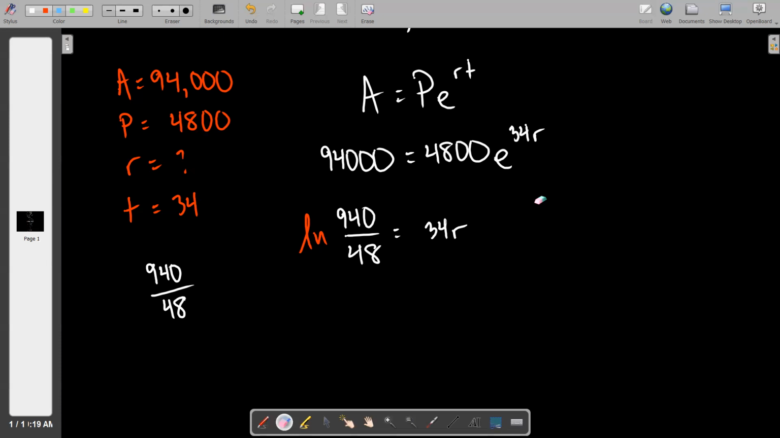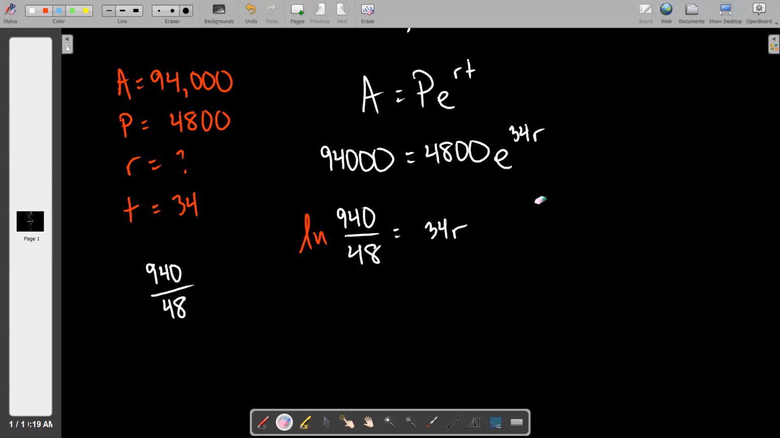Anytime you see a problem with a 10, you should use a log base 10. Generally, you'll always use a log base 10, unless there's an e. If it's a PERT formula, you should natural log. And then, of course, this is, I hope, an easy algebra question. What's the last thing we have to do to get r by itself?